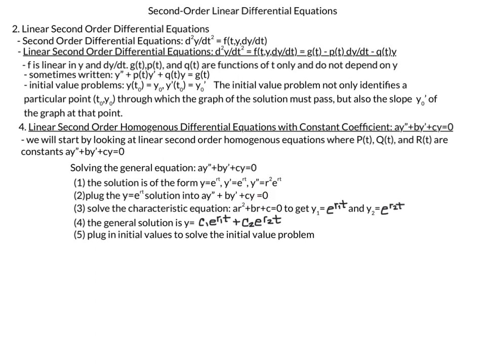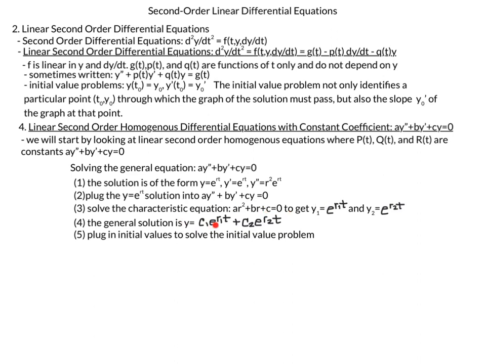Then you're going to factor out the e to the rt and solve the characteristic equation a r squared plus b r plus c equals 0, and you should get root 1 and root 2, which we will use to form our solutions y1 equals e to the r1t and y2 equals e to the r2t. Our general solution is going to be a linear combination of y1 and y2.